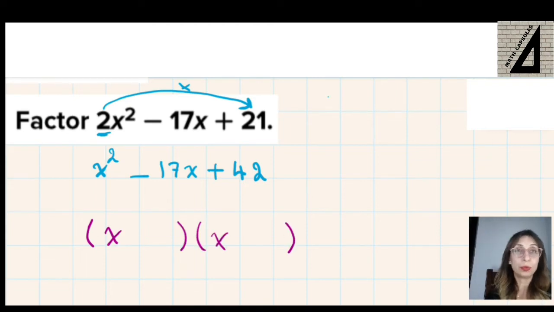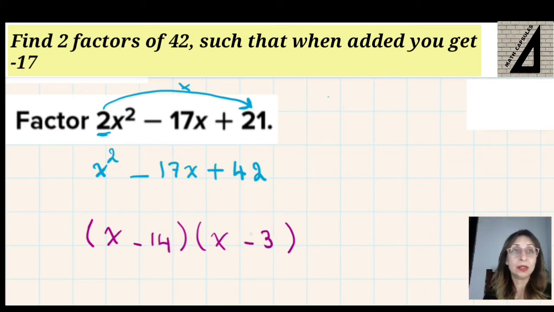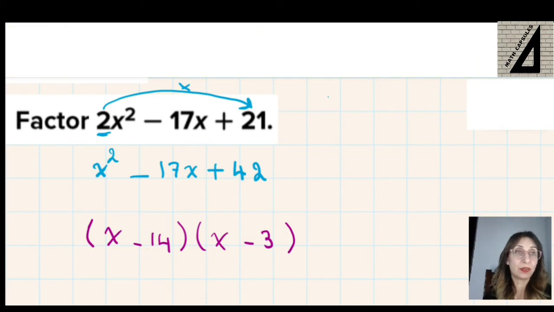And we know from the last lesson that we have to get here the two numbers that when we multiply them we get positive 42, and when we add them we get negative 17. So these two numbers are negative 14 and negative 3. If you multiply negative 14 times negative 3, this is positive 42, and if you add negative 14 minus 3, it is negative 17, which is negative 17x.